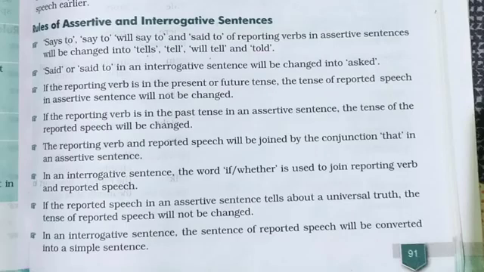If the reporting verb is in the present or future tense, like says or will say, then the tense of the reported speech in an assertive sentence will not be changed. For example, earlier said to was there, so the reporting verb was in past tense: Krishna said to me. So in the indirect speech, when you change it, it will become that he was.